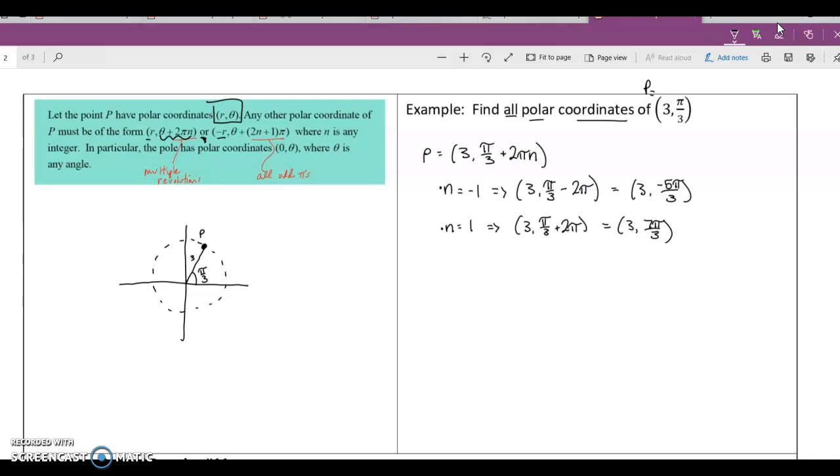So that's the same thing. 7 pi over 3, 6 pi over 3 is one revolution. That's 2 pi. So we go one time around, and then we go an extra pi over 3, and that brings us right back to that point right there.